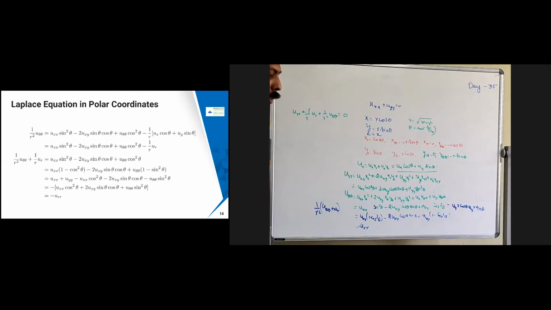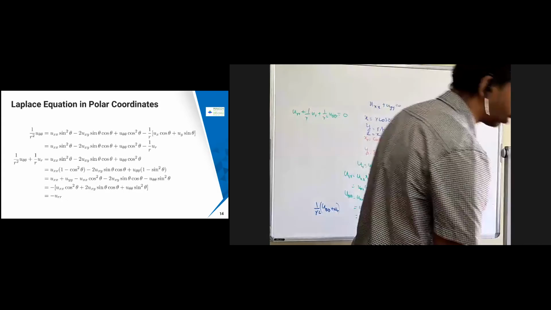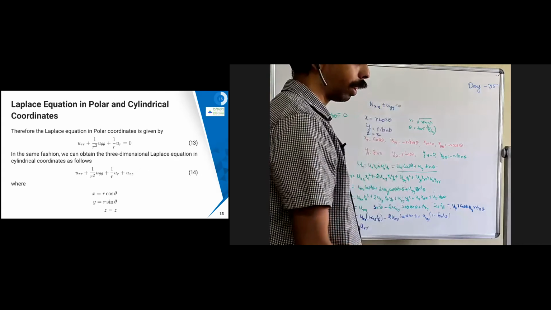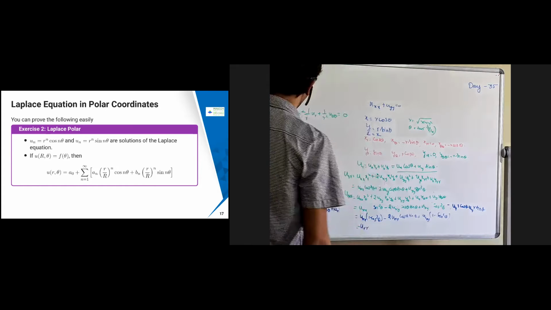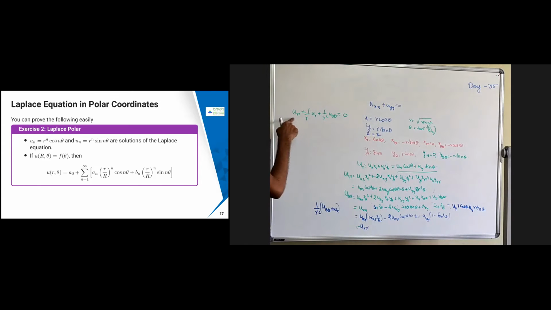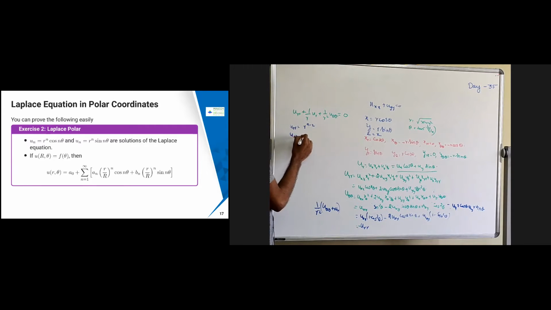Fine. So now r power n cos n theta. I can just give a hint of that. Suppose you take URR. URR is going to have r power n minus 2, plus something is going to come. Similarly, UR is going to have r power n minus 1. So if you just divide by r, this is going to be r power n minus 2.